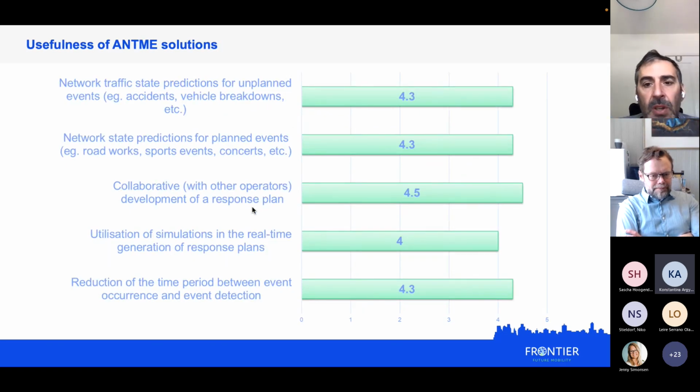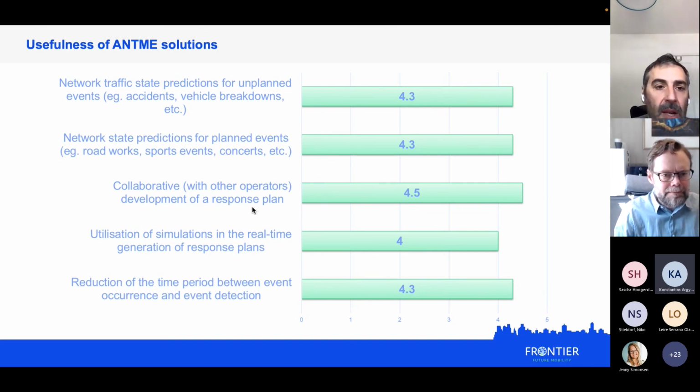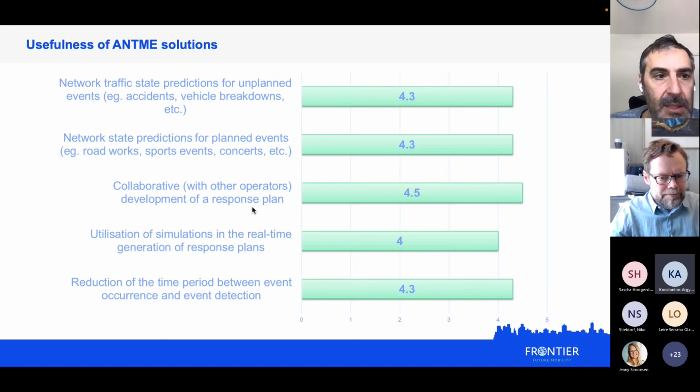The usefulness of the solution, and again, I think more or less they thought that all these proposals that we have will be useful for their operations in terms of prediction of the network, utilization of simulations, collaborative development of response plan, etc. So there's quite a balanced acceptance of the usefulness.